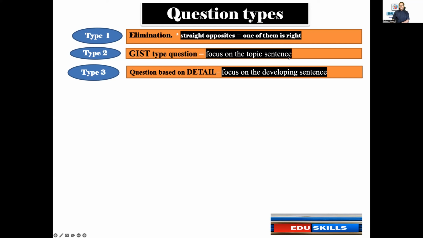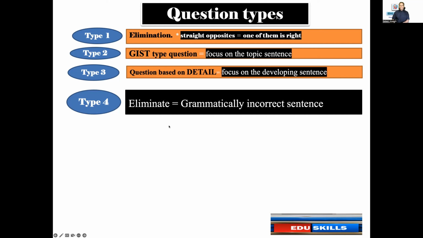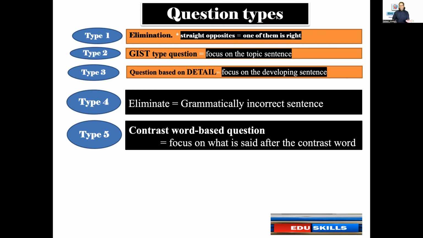You have to choose between the two opposites. For this type of question, focus on the topic sentence. You know that. For a question based on detail, focus on the developing sentence. And now we go into the other type, elimination again. Grammatically incorrect sentences can be eliminated, but when the question is "the statement is not true", that is the wrong one they are asking. So you have to choose the grammatically wrong one most of the time, if there is a grammatical mistake.